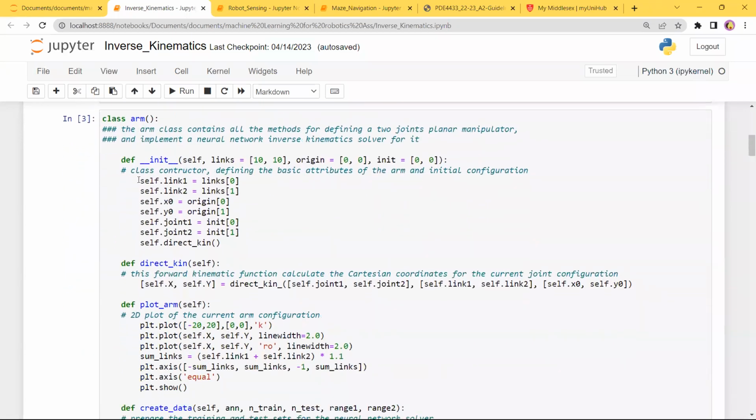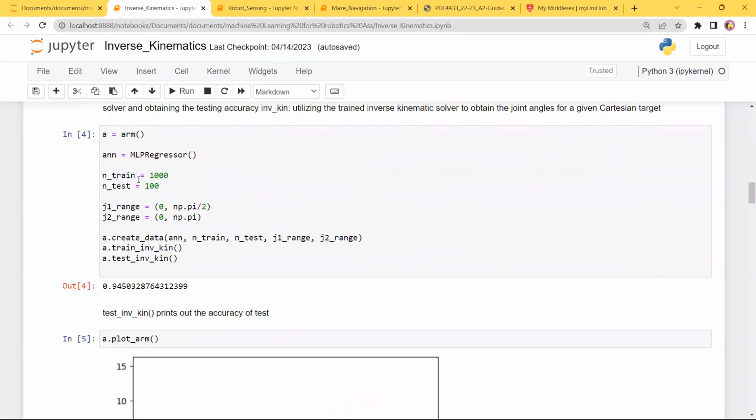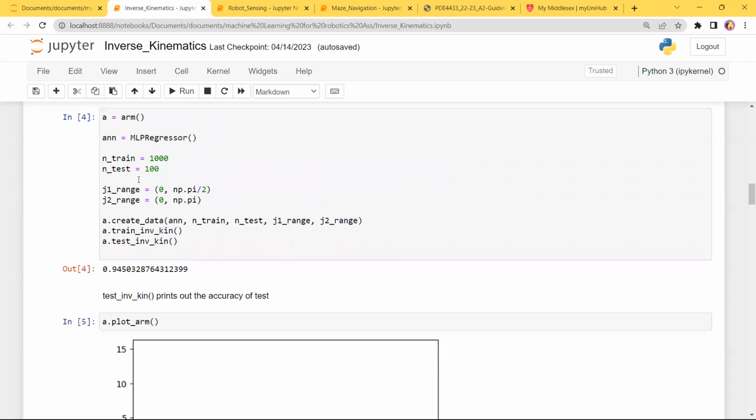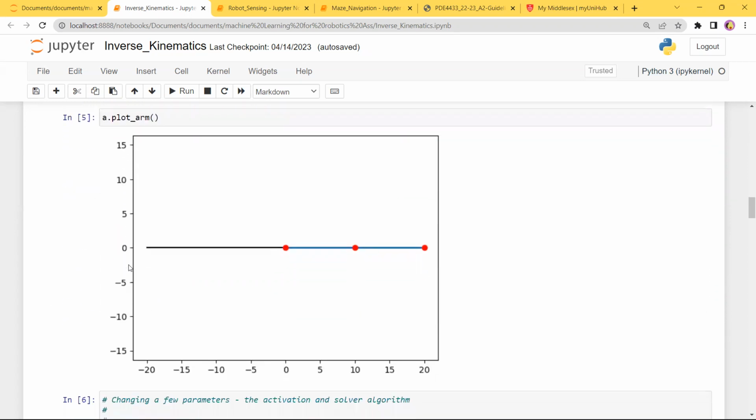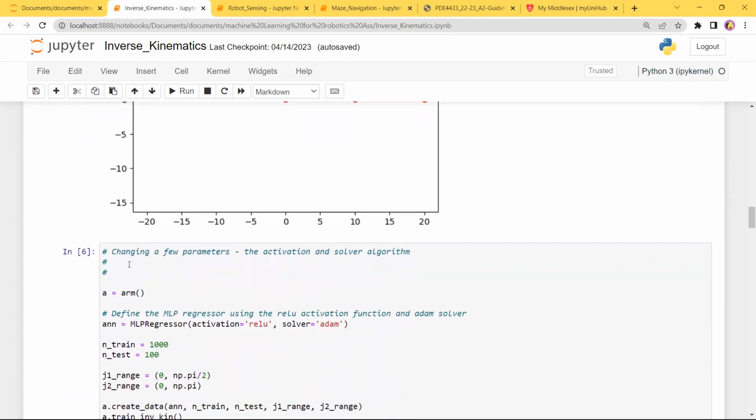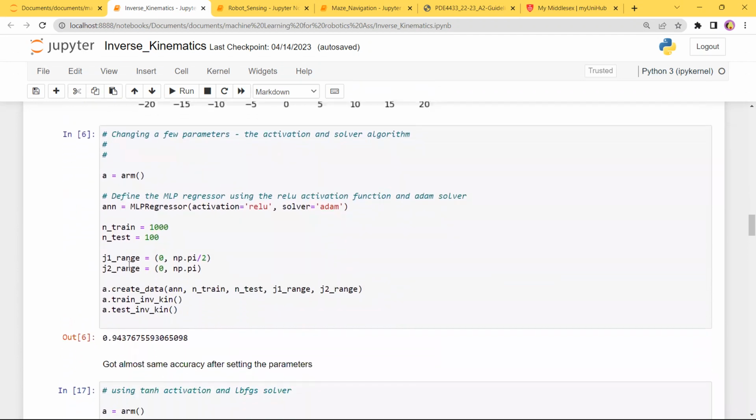In cell 4, for this test, I use the default MLP regressor using 1000 train data and 100 test data, and I got this accuracy. In cell 5, this is the plot of the graph of test 1. In cell 6, I changed a few parameters by using the ReLU activation function and using the Adam solver, and I got this accuracy too, which was also similar to the first one.